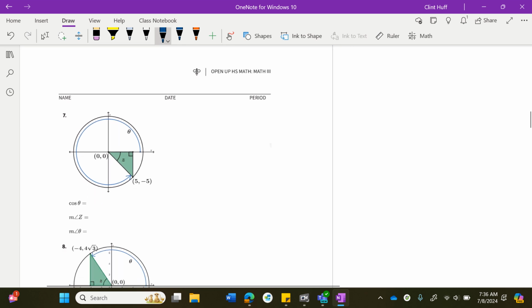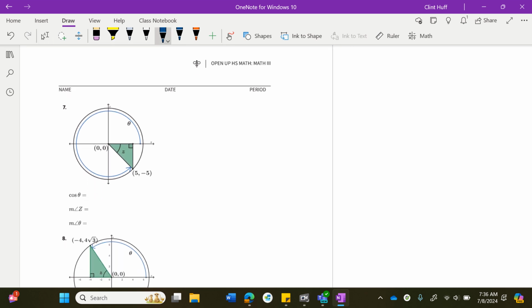Okay, on the next one, we're in a different quadrant now. So this x coordinate is 5, the y coordinate is -5. This radius right here is still 5 root 2, special right triangles. So on this one, the cosine, again, is the adjacent over the hypotenuse. So that's, again, 5 over 5 root 2, which we discovered in the previous problem. It's root 2 over 2. And the angles, measure of angle Z is 45 degrees. The angle of rotation all the way around here is 315 degrees.